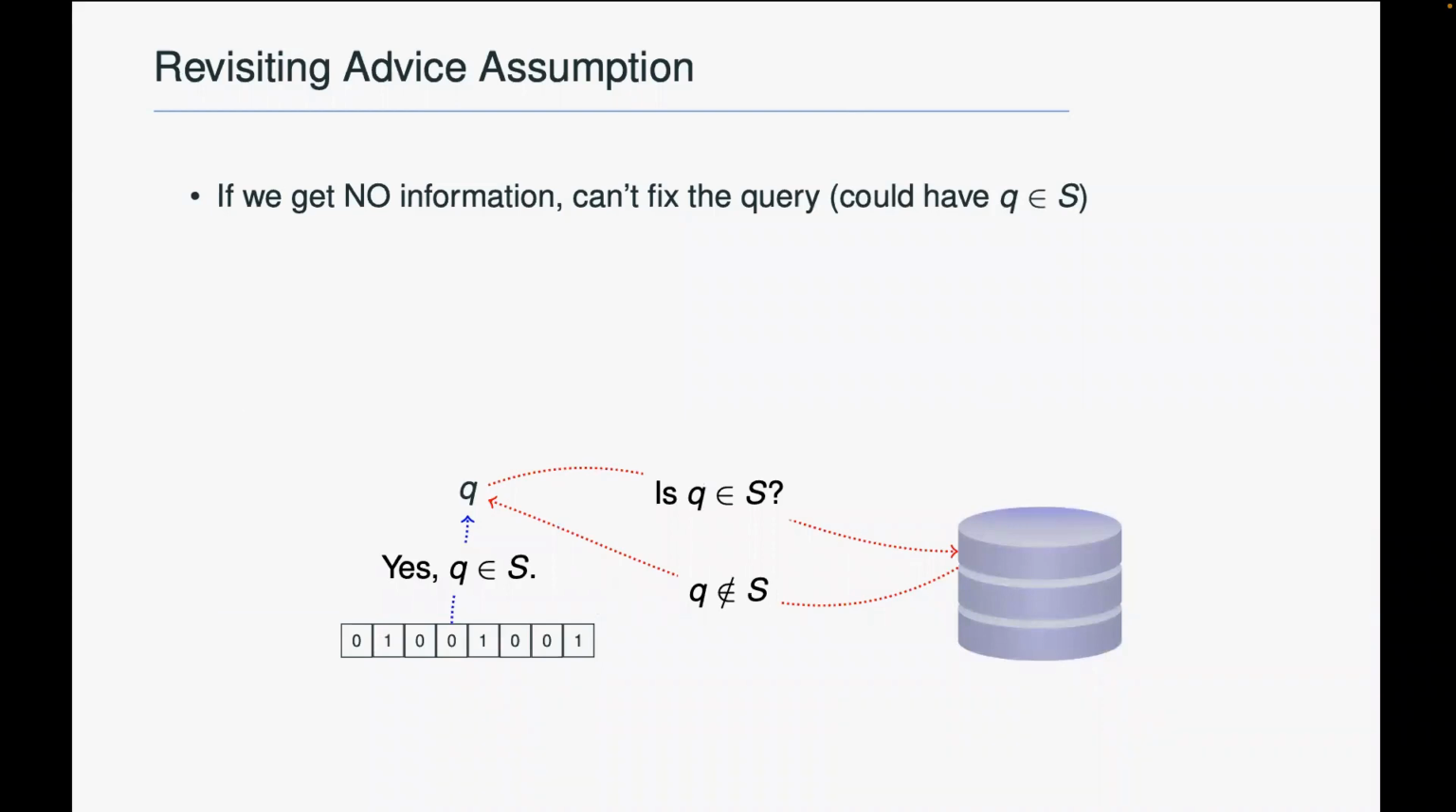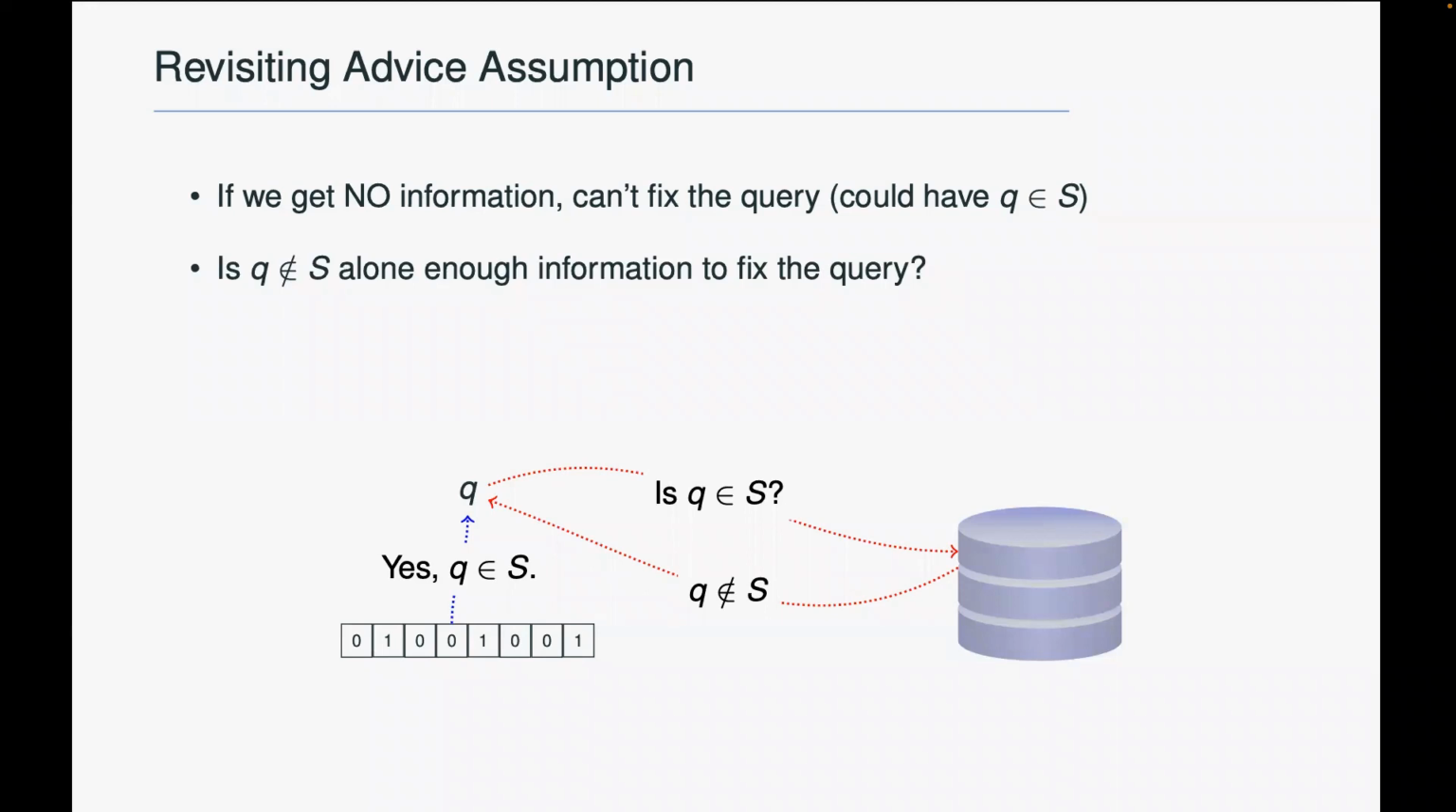All right, so this all sounds pretty good. I think the only thing you might be uneasy about is this advice assumption. So we need something from the database. If I get no information, I don't even know if this is a false positive or not. I'm not allowed to fix it because it could be an element actually in my filter. So I definitely need at least to know that this query was not actually in my set. But there's a gap there still. I need to know that the element was not in my set, but I'm asking for an entire new element from the set. Can you close this gap?